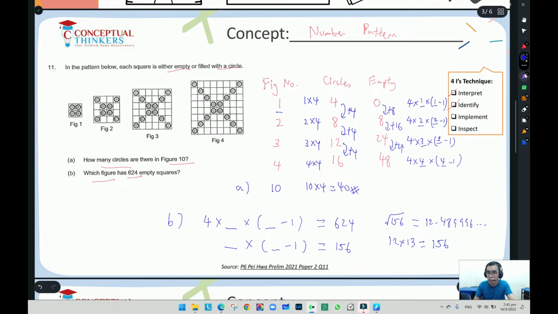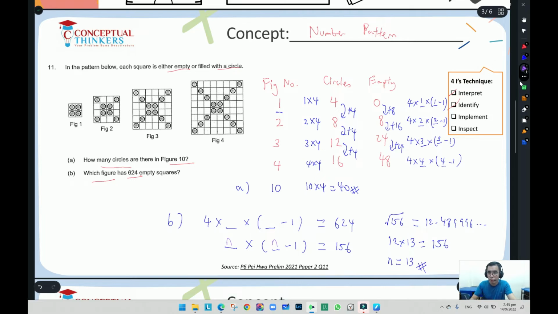Okay, so now let's understand. This is the figure number that we want, and this is figure number minus 1. So in this case, 12 is our figure number minus 1, and 13 will be the figure number. That's why we know that our figure number will be 13. So this will be the answer.